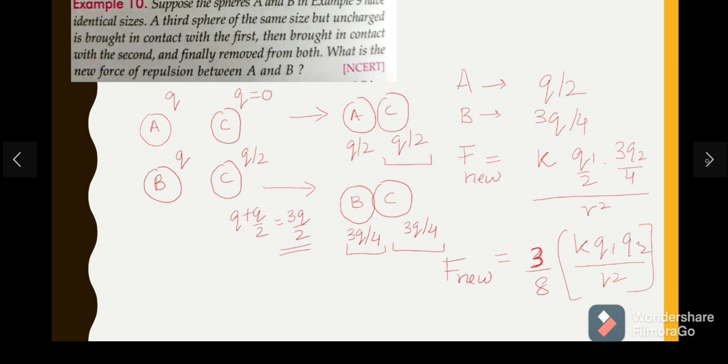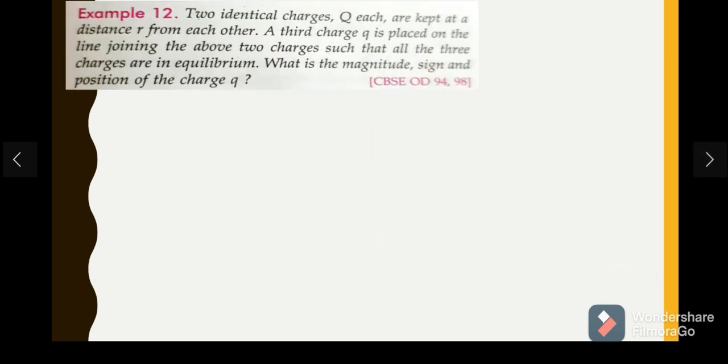So now we come on to our next question. Now this is a question that I have taken from board examinations. It says two identical charges Q are kept at a distance R from each other. So let's make it.